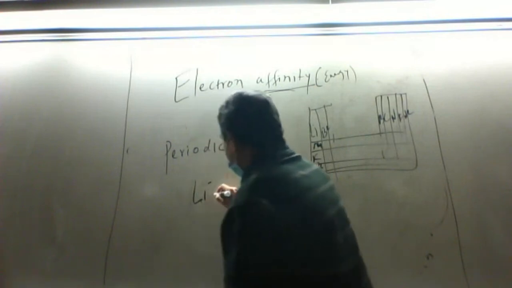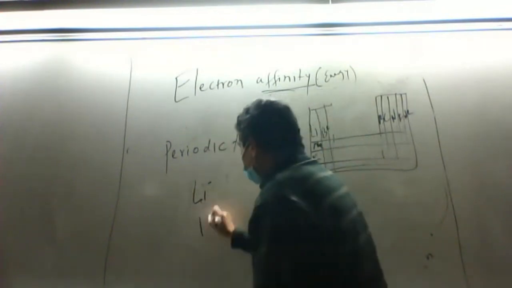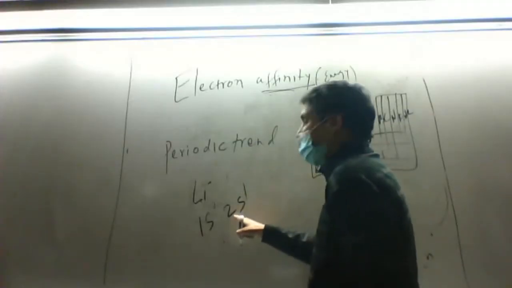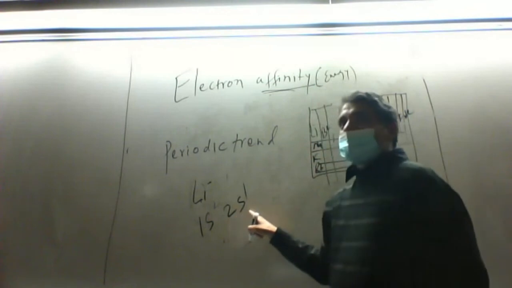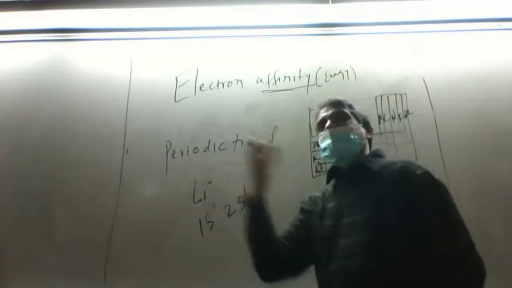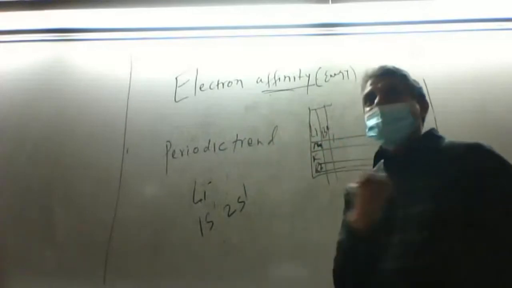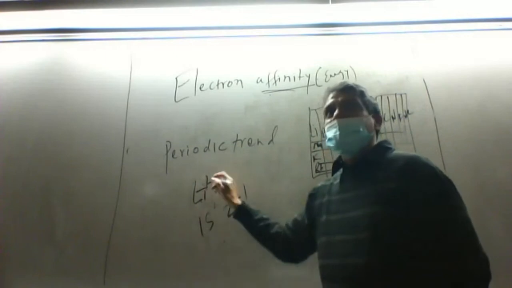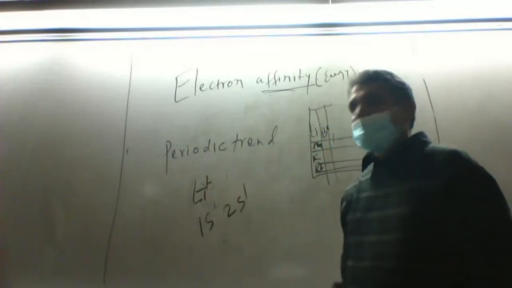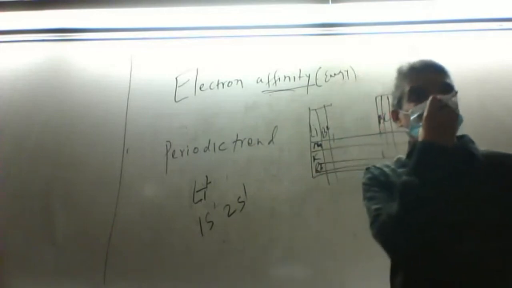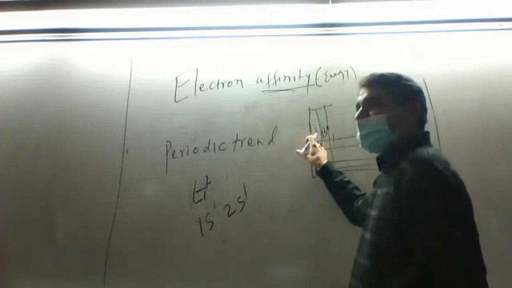If you do the electronic configuration, it is 1s2, 2s1. So this is too big outside. The second orbit can hold 8 electrons, but it already has 1 electron there. So it is easier to lose 1 electron than to get 7 other electrons to be stable. So it tries to lose the electron. So you always see Li plus. You never see Li minus. It doesn't want to accept the electron. So the electron affinity value for lithium is very small.